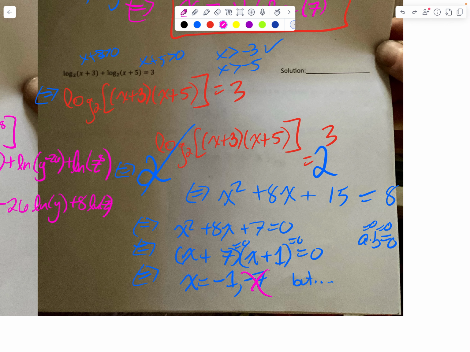Because if we plug in minus 7, this one is undefined. If I plug in a minus 7 here, I get a minus 2, and then a negative times a negative is a positive. So that's the step where we had the extraneous solution added. So really, we do not have logical equivalence.